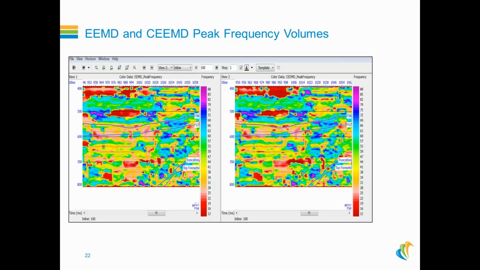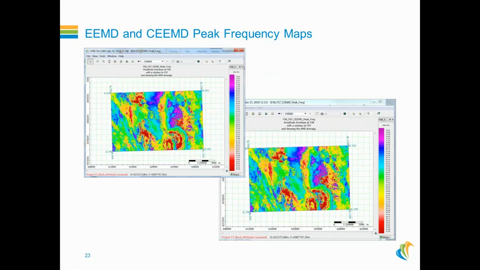A few more comparisons of EEMD and CEEMD at peak frequency volumes. So again, they're very, very comparable. The results both highlight similar features really nicely. And here's the same on the frequency map, very, very similar results between the two methods.